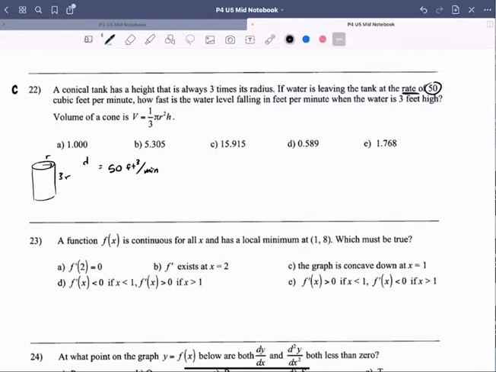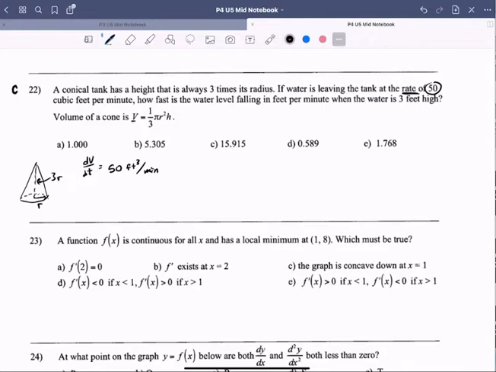So I'm going to say dV dt, and V is the volume of the, oh, it's a conical tank. I drew that wrong. Hold on one sec, let me fix that. Okay, it's conical, so we go like this. And then there's our radius, and then we have a height that is 3 times the radius. Okay, all right, so where was I?